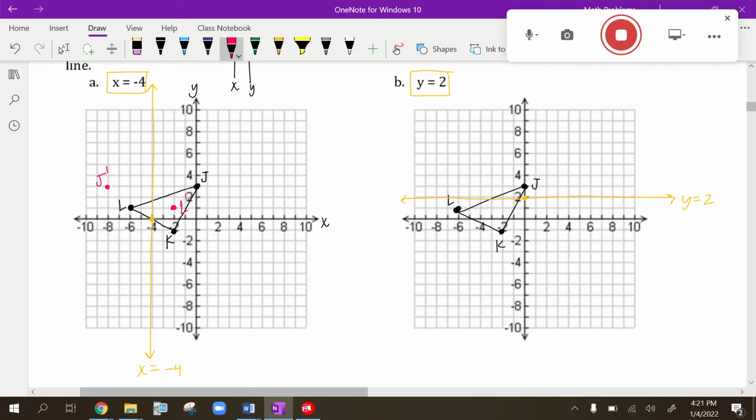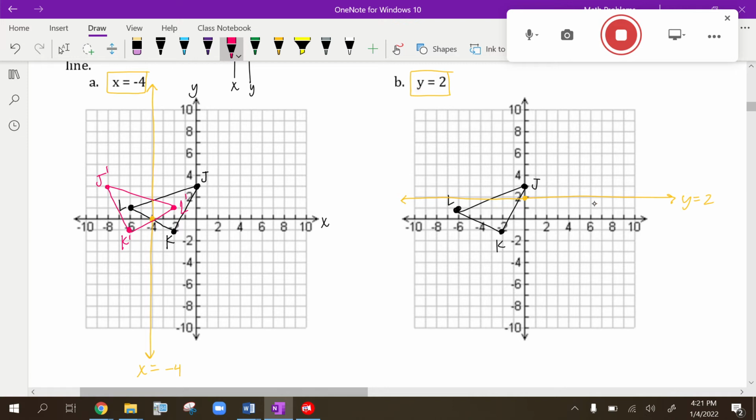Point K is 2 units away from the line, so we have to go 2 units exactly on the other side. Once you find all 3 images, then you can connect them to find the image of the triangle. Now notice I labeled each point when I found the image, and I used the little apostrophe or dash to show that it's the image. One way that you can visually check your answer is to see, does triangle JKL look like it is the same shape and size as the image? To me, it looks pretty good. So I'll say, I think I did it correctly.